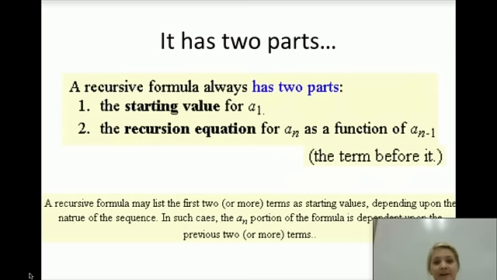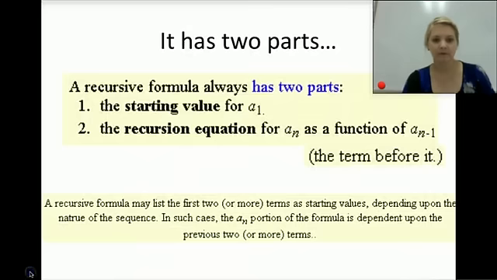There are a few things. It has 2 parts. A recursive formula always has a starting value for a sub 1, so it always has that first term. You'll be given that first term because, as I mentioned, you have to have that backup, that buildup to know the sequential terms. And the recursion equation for a sub n is a function of a sub n minus 1. So that means the term before it.